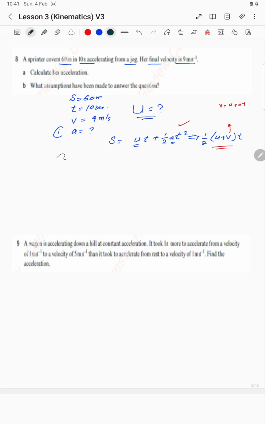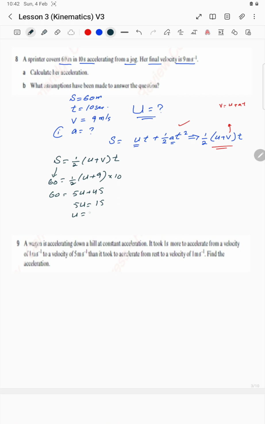So here I'm going to apply this one. S is equal to half u plus v times t. S is given to be 60. Half, u we are looking for, v is 9 and t is 10. So 60 is equal to, 2 fives are 10, so 5u plus 45. So 5u will be 15. So u will be 3.